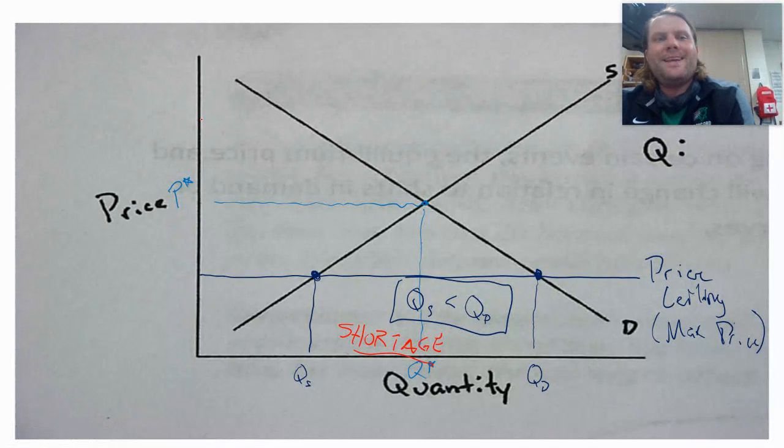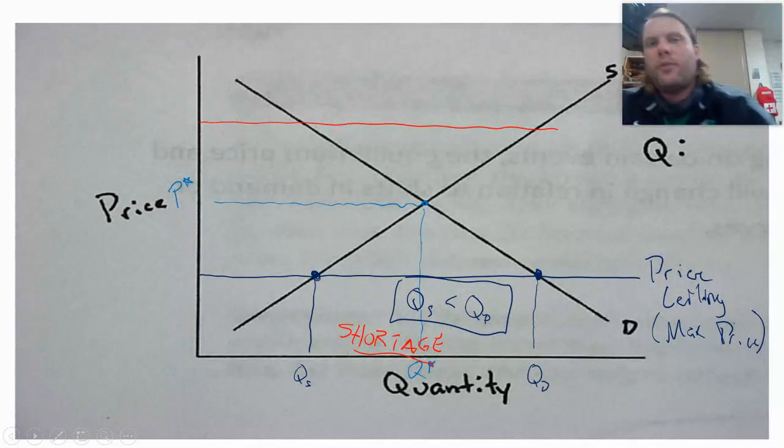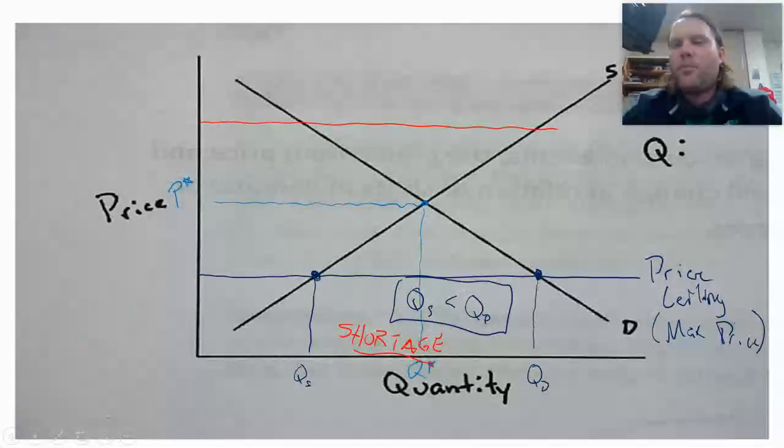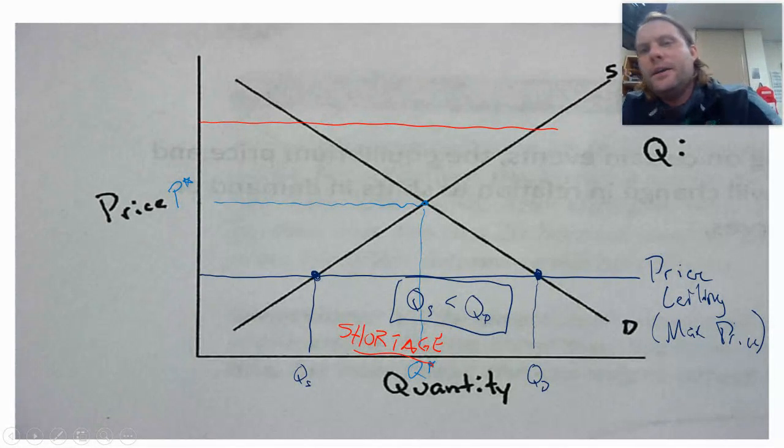Now, if we set it above the equilibrium price, and they might try to trick you with this a little bit, if they set a maximum price, a price ceiling, too high, it's going to be an ineffective price ceiling.